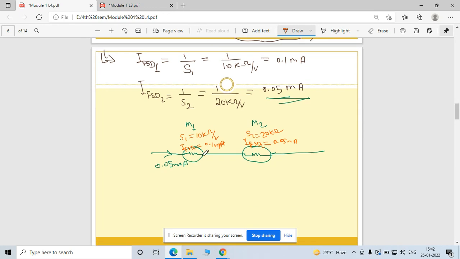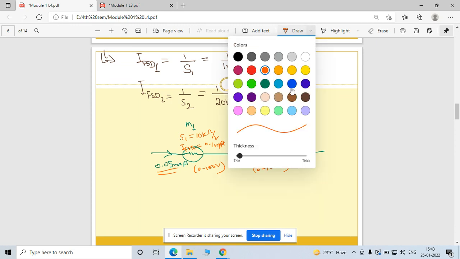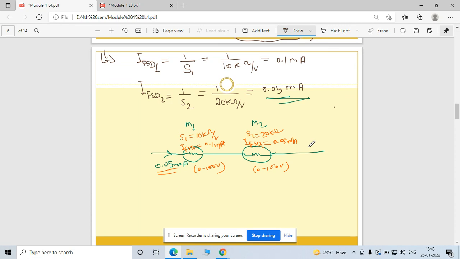20 kilo ohm. And the range is 0 to 100 volt, right? And this also 0 to 100 ohm. Now tell me, see, its IFSD is 0.05 milliampere, right? And the current flowing from your circuit is also 0.05 milliampere. So this meter can measure up to that full scale reading, right?